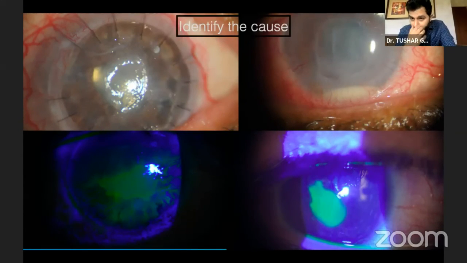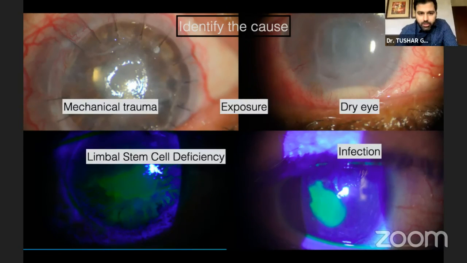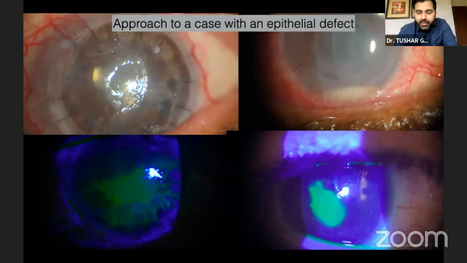When you get a corneal epithelial defect in your clinic, it's extremely important to try to identify the cause first. Things like mechanical trauma are quite obvious and can be treated with simple patching or a bandage contact lens if there is no infection suspected. But you also need to look for the possibility of exposure, dry eye, any limbal stem cell deficiency. Also take a look at the other eye, and see if there is any infiltration present along with that epithelial defect.